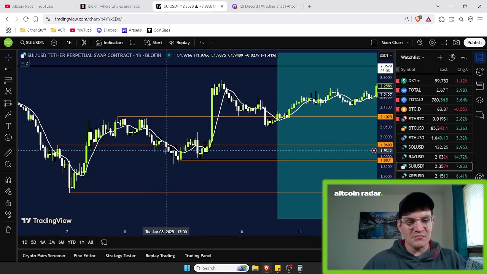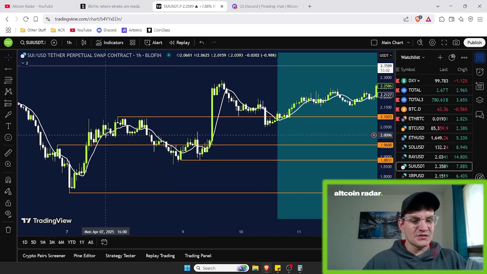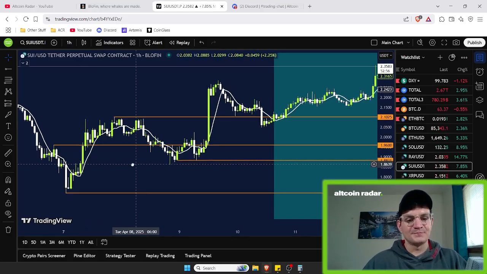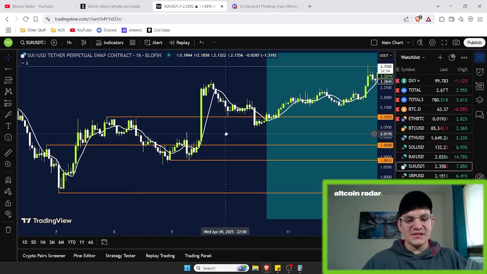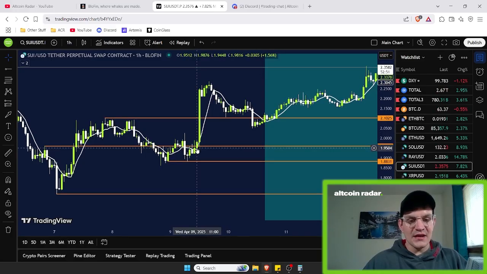For instance, price action became bearish, and the moving average is above all of the price action. Right here, price action turned bullish, and all of the price action is on top of the moving average. All right. So this is what you would need to do. You need to get in when the price action crosses above this moving average right in here.